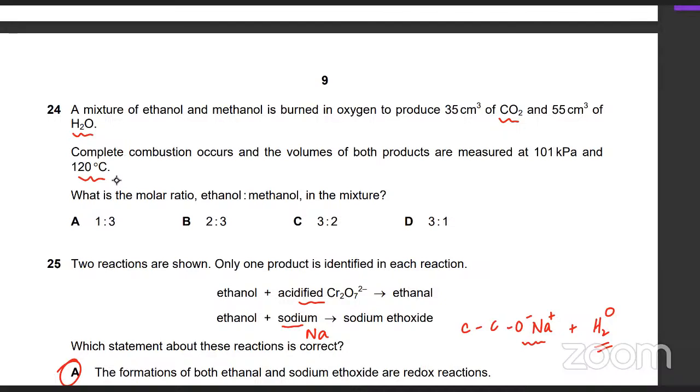So how do you do this? It's 35 cm cube of carbon dioxide and 55 cm cube of H2O.